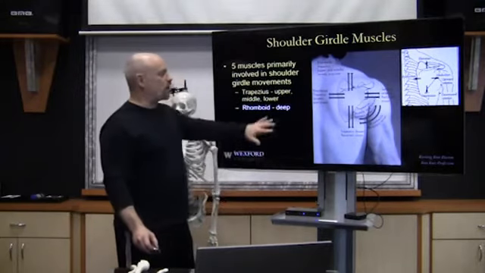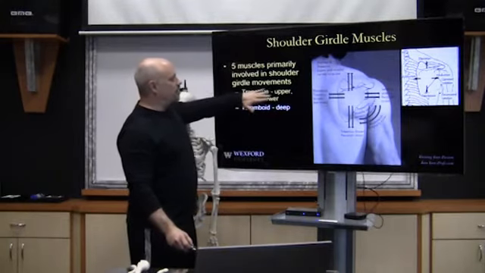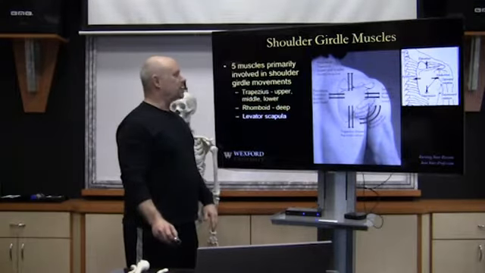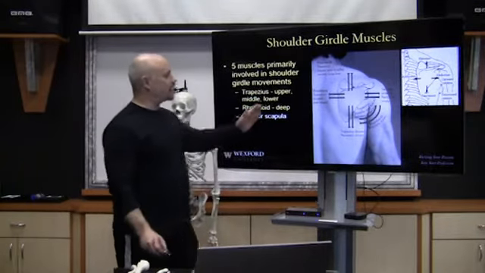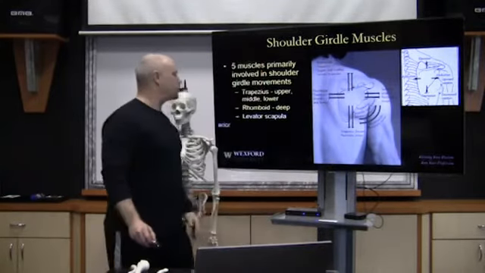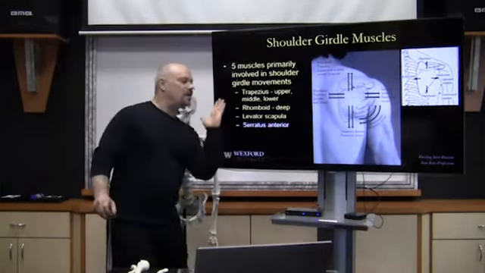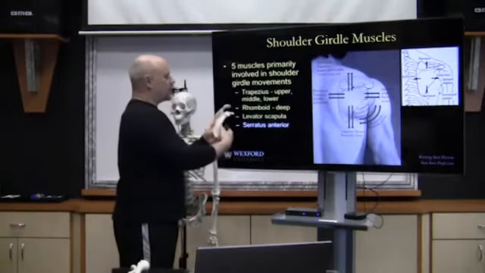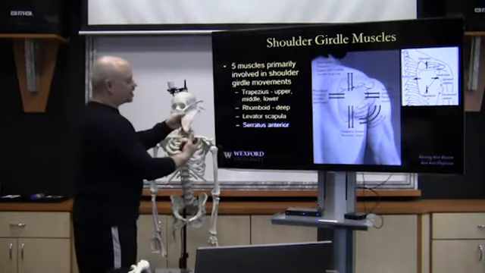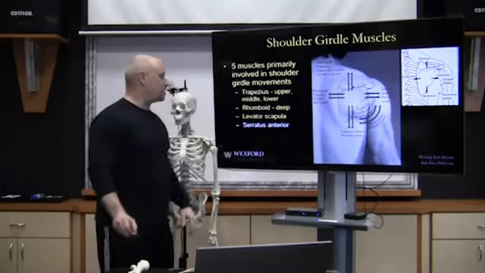We also have the rhomboids, which are deep to the trapezius muscle. They're right underneath the middle fibers of the traps, the upper and middle parts of the traps. We have the levator scapula, which is attached underneath the upper part of the trapezius muscle. Then we have the serratus anterior, which is attached to the underside of the scapula. So if we look at it from this point, it's attached underneath here, so it causes rotation of the scapula, upward rotation of the scapula.